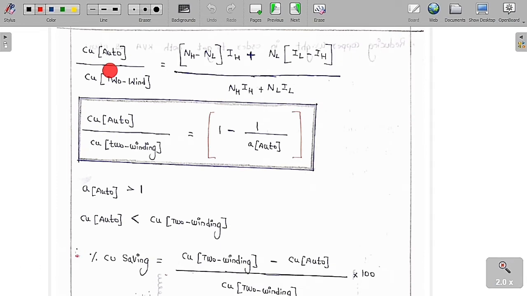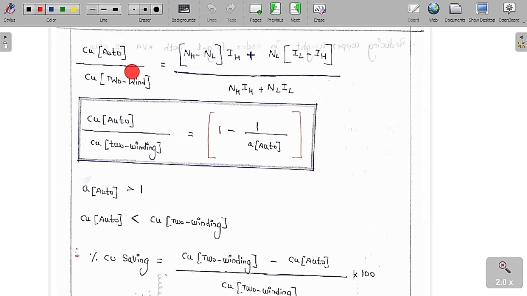Then I want to find the copper weight of the auto transformer by the copper weight of the two-winding transformer. I have already told you the weight is directly proportional to its MMF. So the copper weight in the auto transformer by the copper weight in the two-winding transformer is equal to the ratio of the total MMF in the auto transformer by the total MMF in the two-winding transformer. It is equal to NH minus NL into IH plus NL into IL minus IH by the total MMF of the two-winding transformer, which is NH into IH plus NL into IL.